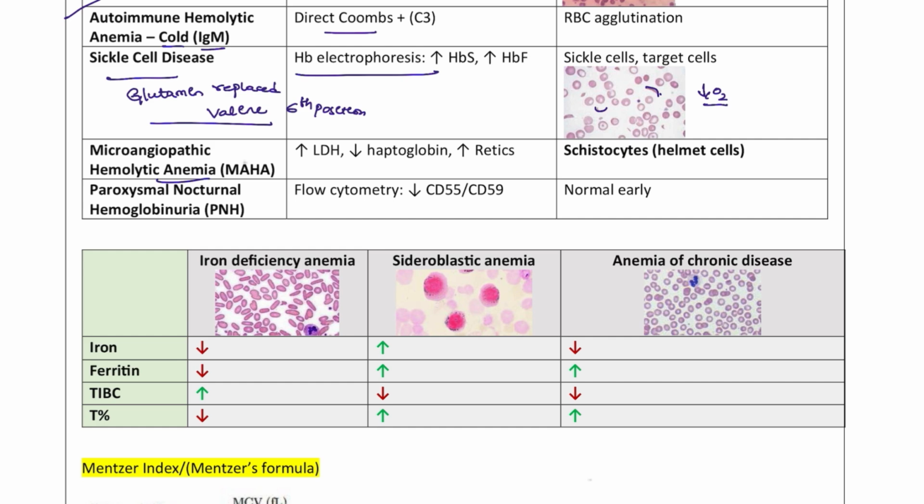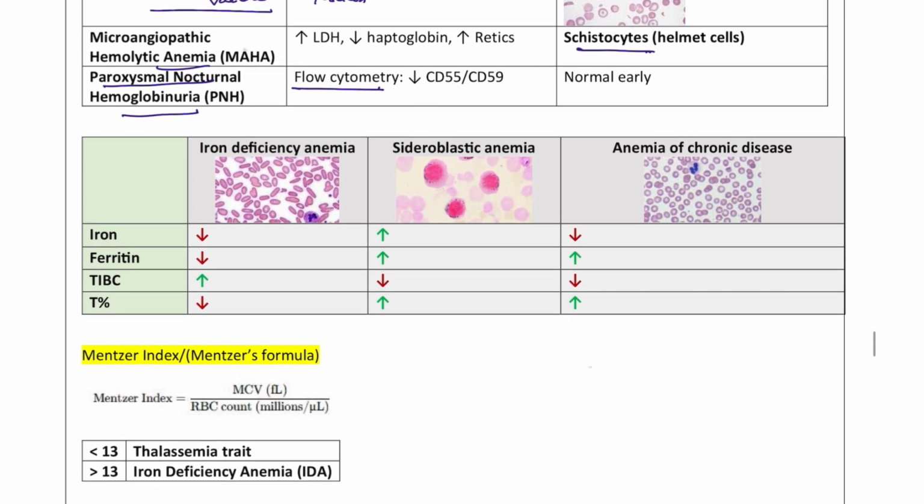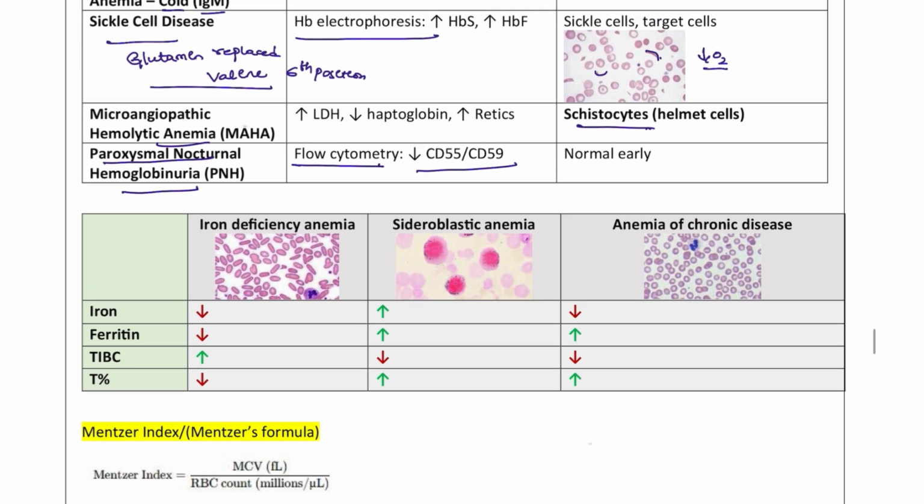Microangiopathic hemolytic anemia is associated with schistocytes and helmet cells. Paroxysmal nocturnal hemoglobinuria: flow cytometry is the best test. What is the defect here? CD55 and CD59 are abnormal, and this is associated with thrombosis and pancytopenia.